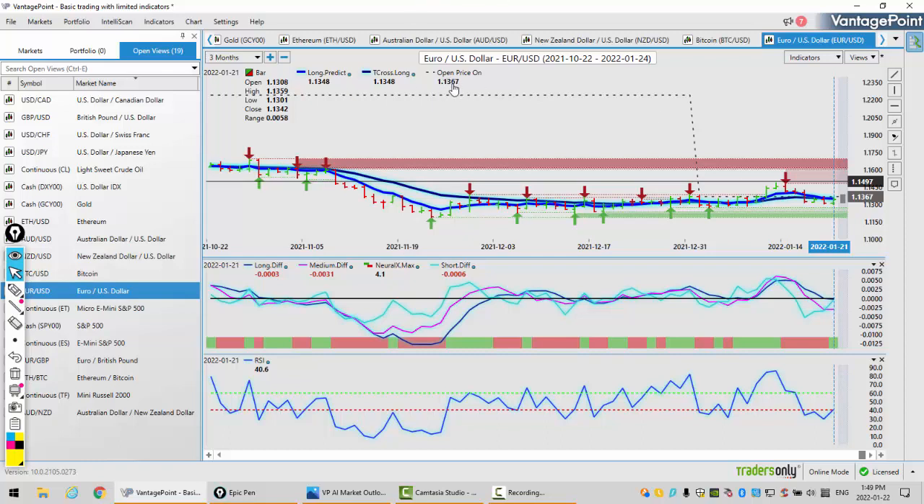The yearly opening price is 113.67, our T-cross long at 113.48, and our long predicted at 113.48. This is clearly identifying all of our major resistance points and a potential sell entry. When we look at VantagePoint's predicted high for Monday's trading, we've got 113.82. That is a more than reasonable area to look for a short anywhere near this particular area.